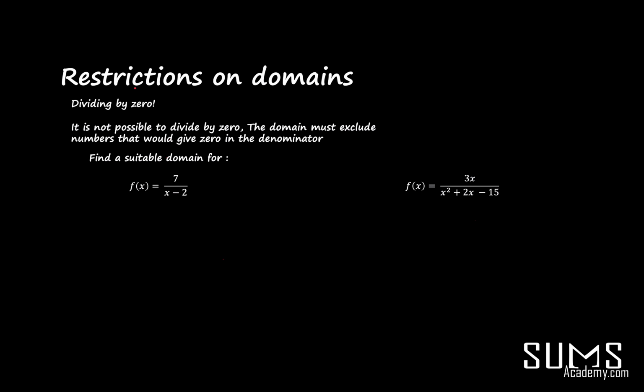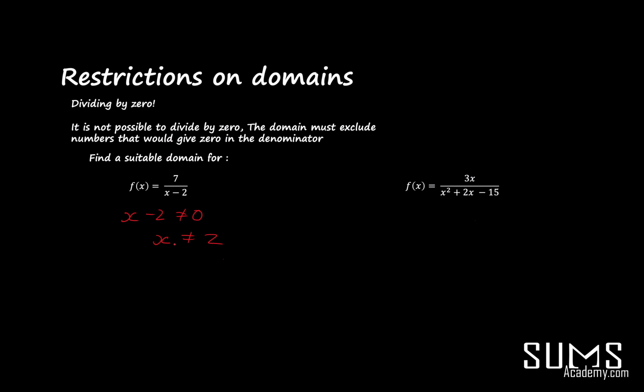We'd have to do an equation like this. Okay, well, the bottom can't be 0. So x minus 2 cannot equal 0, right? Therefore, x cannot equal 2.